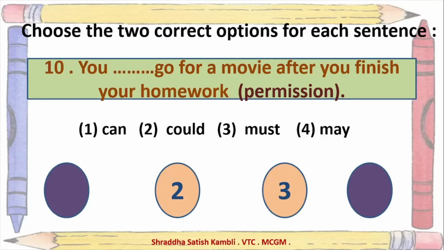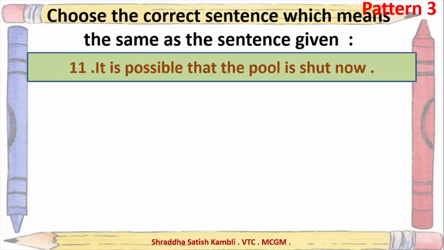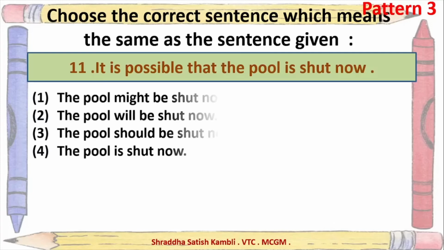Now let us move on to question pattern number 3. Choose the correct sentence which means the same as the sentence given below. That is given, which is going to appear now for you. So here you have the sentence. It is possible that the pool is shut now. So here we are talking about a possibility. Okay. So which one of these sentences will be right? If you want to replace this sentence, which one would be correct?